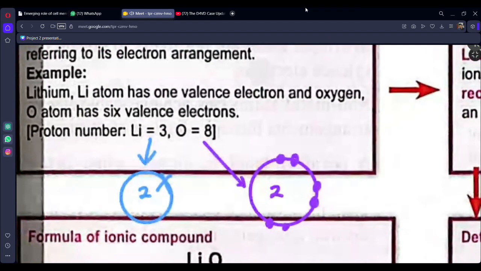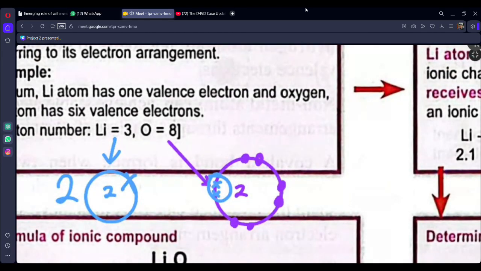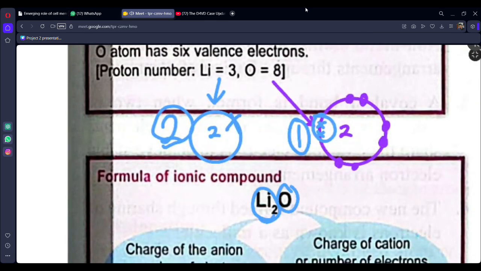Okay, so now we have an idea that oxygen is missing 2 more. Oxygen is missing 2, but lithium can only give 1. So what we do? We add another lithium, so we get 2 lithium. So 1, 2. So that's how we know, in order to form a bond of lithium oxide, you need 2 lithium and 1 oxygen. Can understand or not, guys?